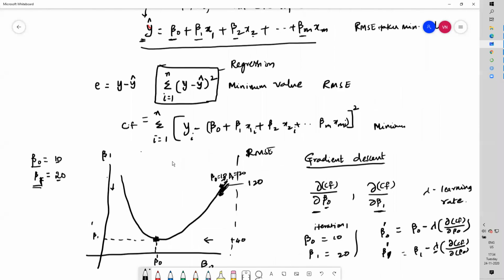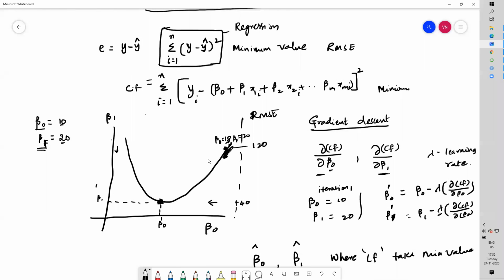So we are creating a cost function. So this is our cost function. We randomly initialized our weights. Here I took only two unknowns, because in a multi-dimensional plane it would be difficult to represent.